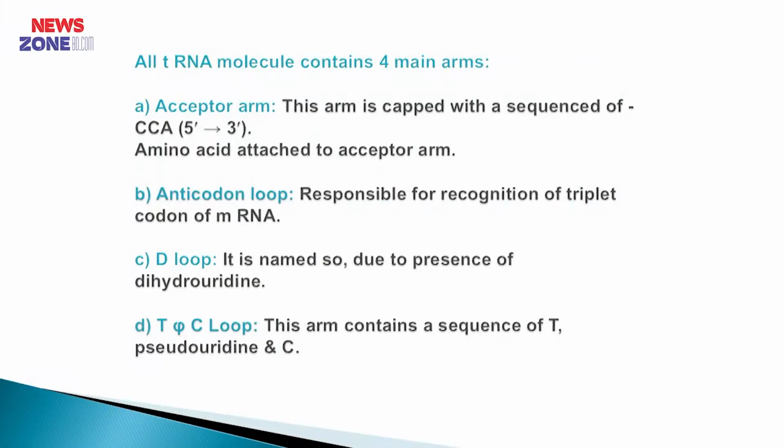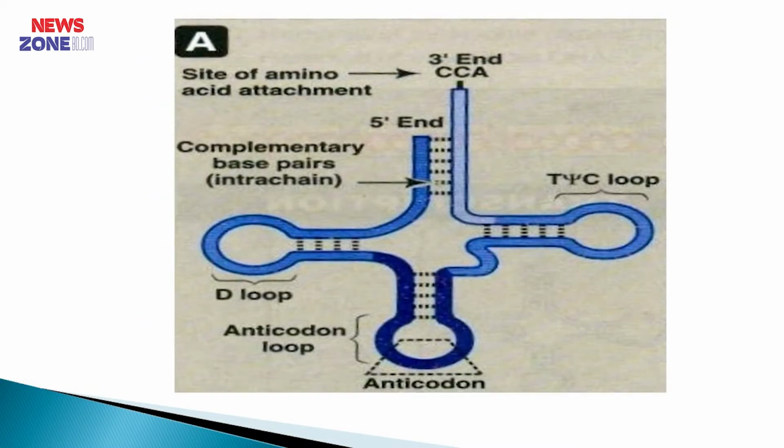So, the parts of the tRNA molecule are: acceptor arm. This arm is capped with a sequence of CCA, and the amino acid is attached to the acceptor arm. Anticodon loop is responsible for recognition of the triplet codon of mRNA. D loop is named so due to presence of dihydrouridine. T psi C loop: this arm contains a sequence of T, pseudouridine and C, meaning cytidine. This is a picture of tRNA.